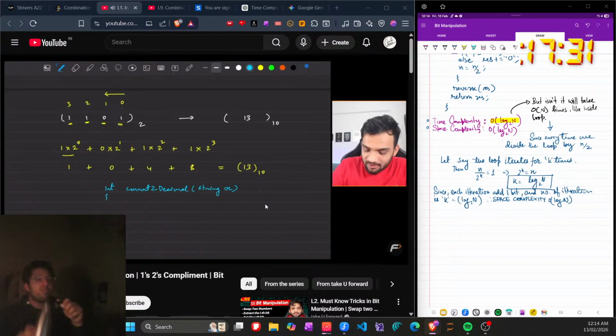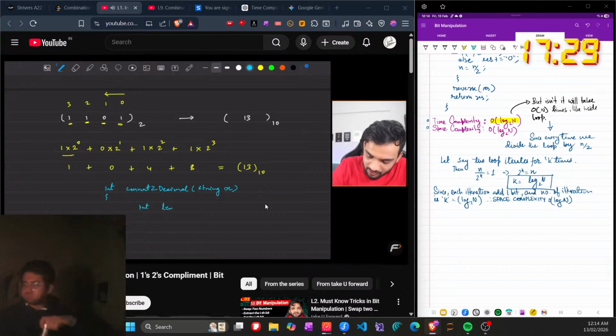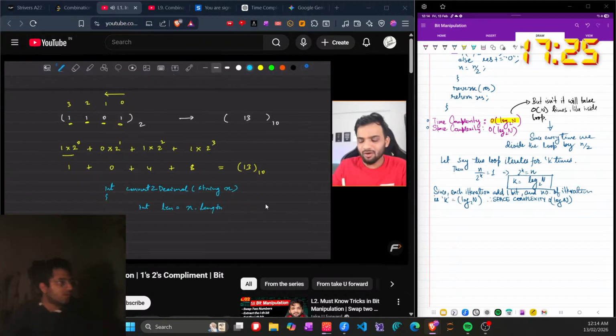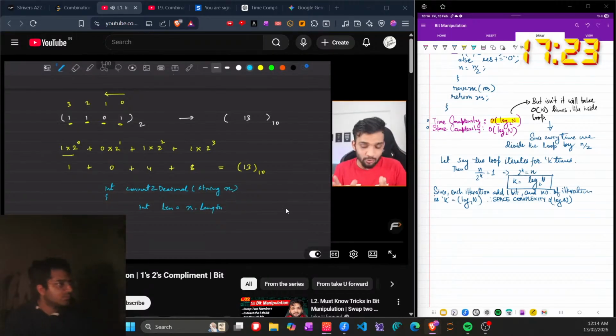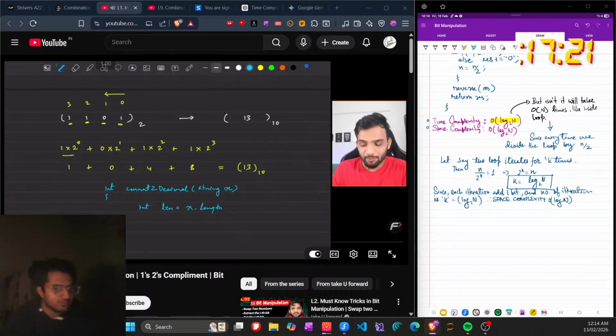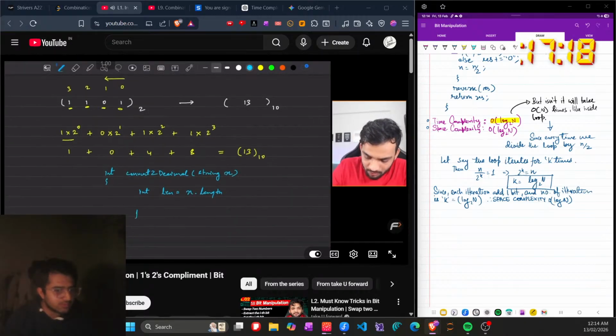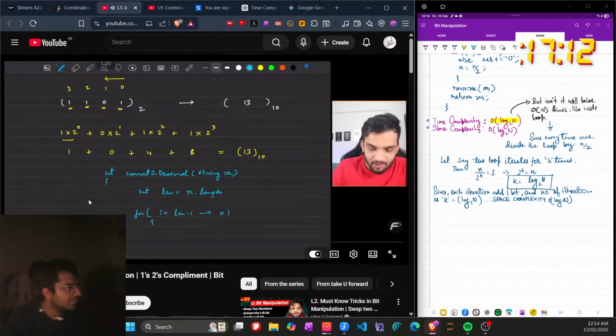So let's do that. So I'll be like, okay, what is the length of the string? x.size or length, depending on whatever programming language you're using. After this, what will you be doing? You'll be running the reverse for loop. So that basically starts from length minus 1 and goes till the 0th index, correct?